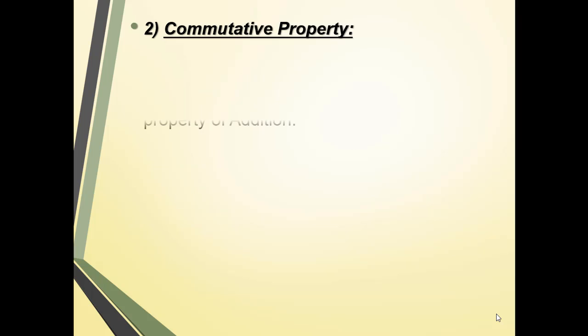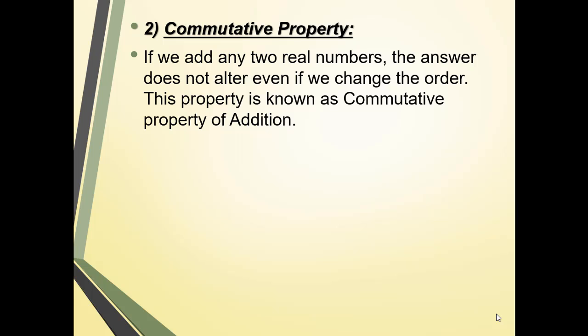Number 2, commutative property. If we add any two real numbers, the answer does not alter even if we change the order. This property is known as the commutative property of addition. For example, we have given two examples. First example is 2 plus 3, which is equal to 5, and the second example is 3 plus 2, which is also equal to 5. So if we just change the order, the answer is the same. Whenever you add any two numbers, you will always get the same answer even if you change the order. This property is known as the commutative property.